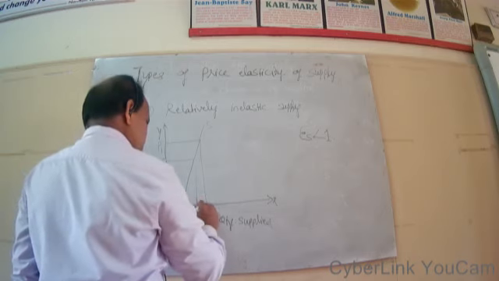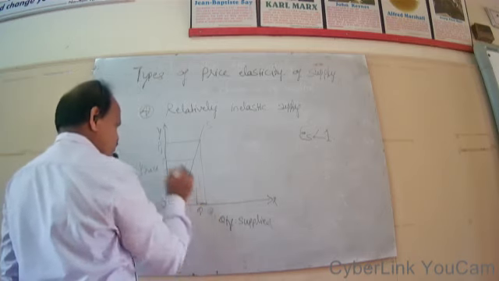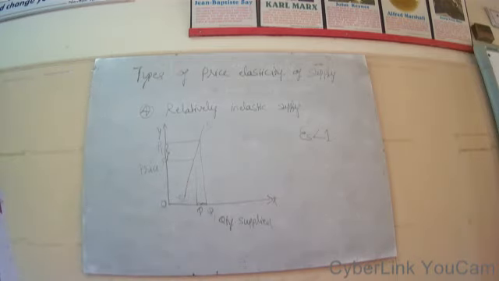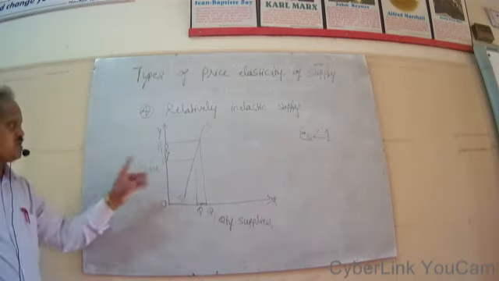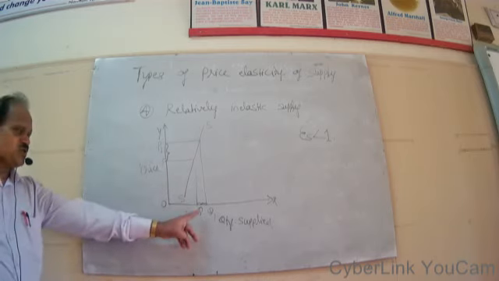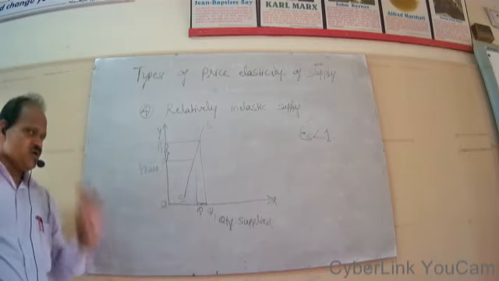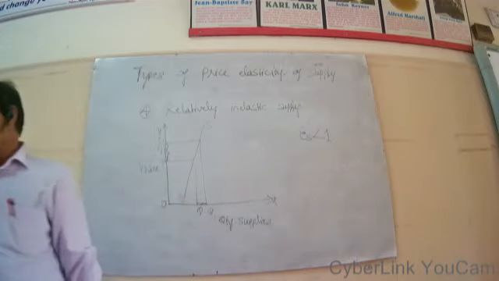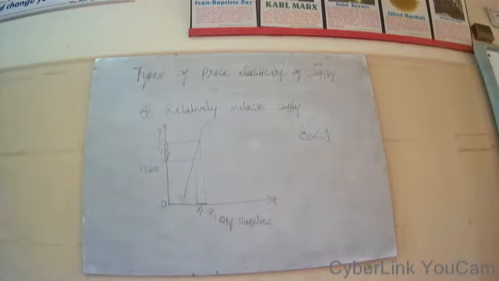So you can observe the change in quantity supplied is only QQ1, but the change in price is PP1. So the change in price is greater than the change in quantity supplied. PP1 is greater than QQ1. Therefore, always in this type, the value of price elasticity of supply will be less than 1.